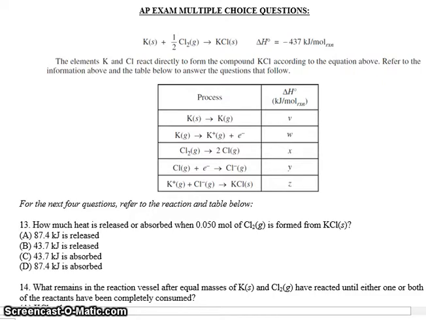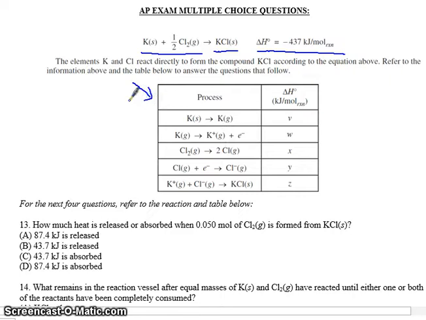So the first set of questions actually refer to this equation. We have ourselves potassium plus chlorine, both elemental. They react directly to form KCl, which is a salt, and the accompanying heat change of the reaction is given. Refer to the information in the table to answer the questions.